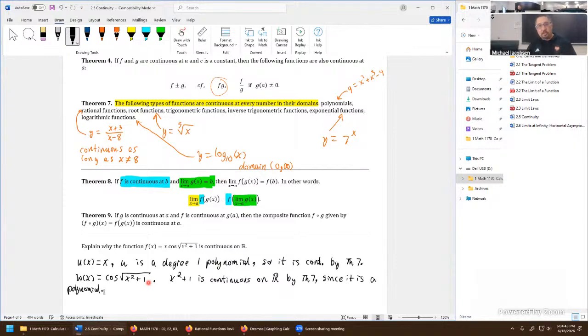It's degree 2, or you could just say it's a quadratic. So we have that once again, a polynomial is continuous on its entire domain. So that's a good start. Now the square root symbol we have to be kind of careful of. The square root is going to be continuous as well, but it has a restricted domain. The domain is just from 0 to infinity.